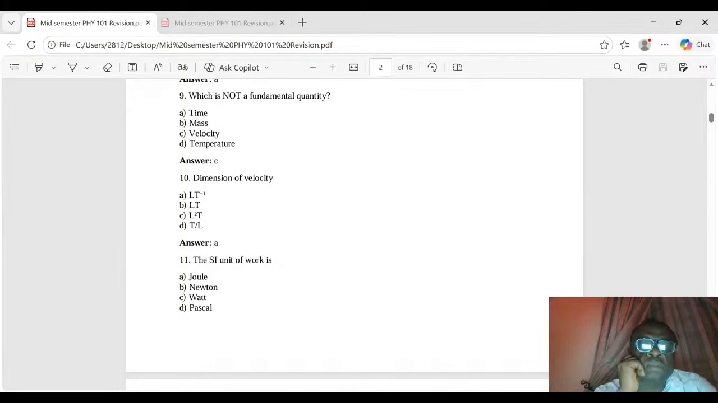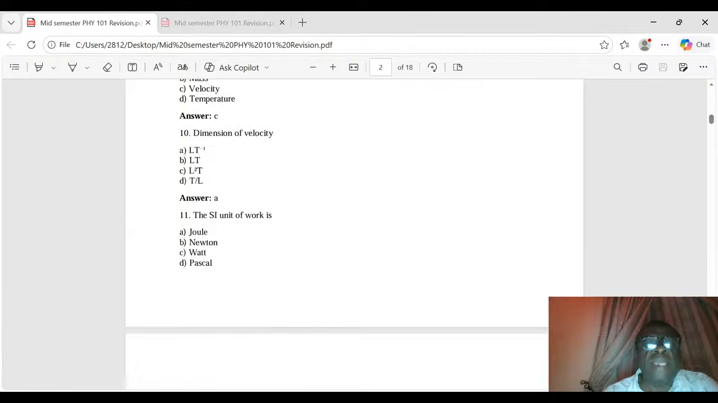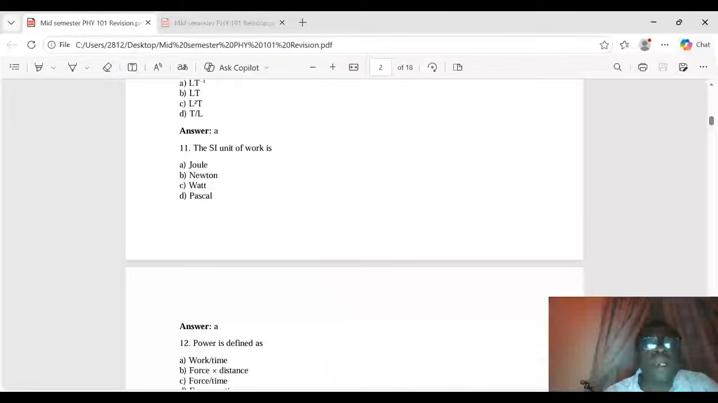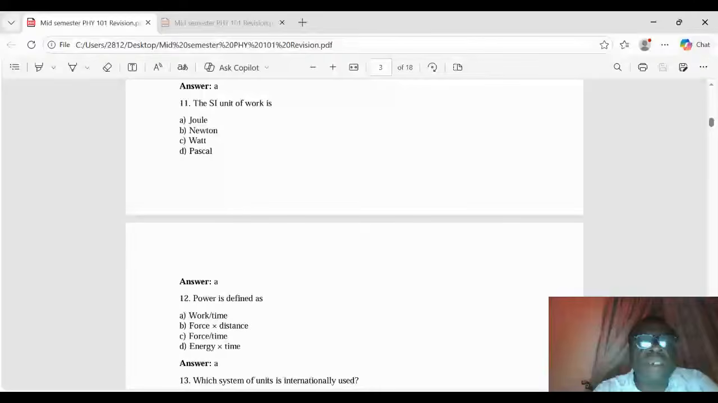Question 11. The SI unit of work is: A. Joule, C. Watts, D. Pascal. Work is force times distance, and it is measured in joules or newton meters. So once you see joules, sometimes it may be newton meters. Once you see joules and newton meter is not there, the correct answer is A.